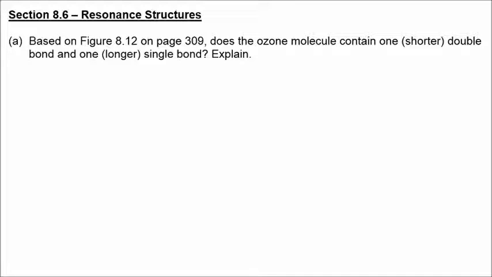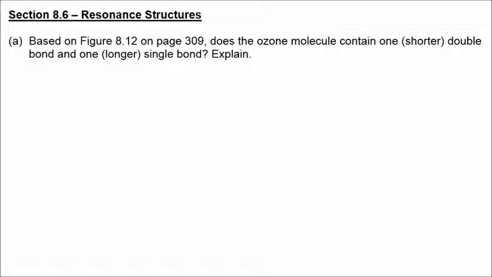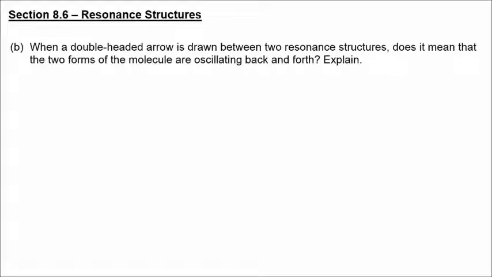So based on figure 8.12 on page 309, does the ozone molecule contain one shorter double bond and one longer single bond? Well, the answer is no, because if they did, there would be different bond lengths, and clearly the two OO bonds have the same length. So therefore, the ozone molecule cannot contain one double and one single, because each bond has the same length.